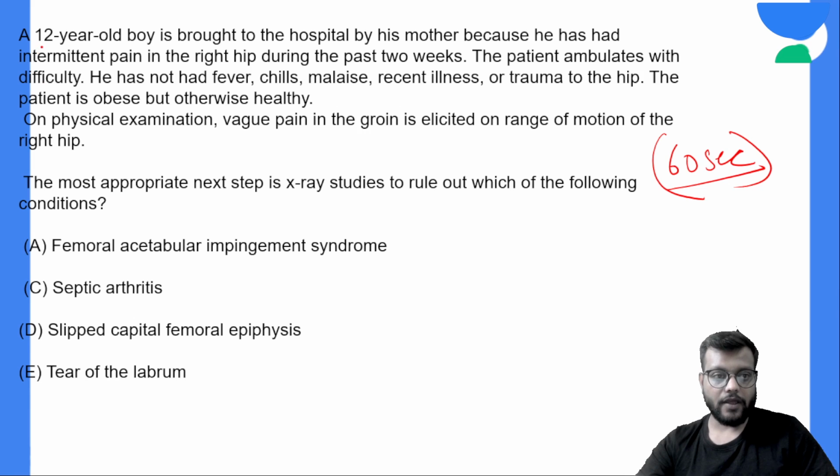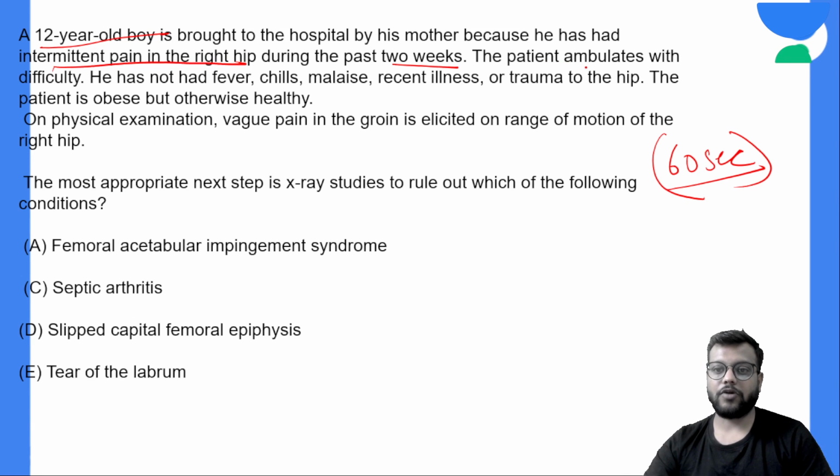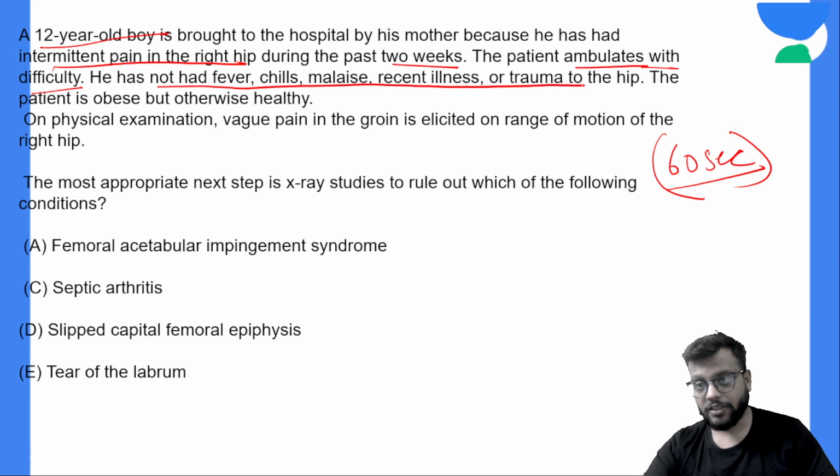Okay, so there is a 12-year-old boy brought to the hospital by his mother because he had intermittent pain in the right hip during the past 2 weeks. The patient ambulates, that is walks, with difficulty. There is no history of fever, chills, malaise, recent illness or trauma. Patient is obese but otherwise healthy.